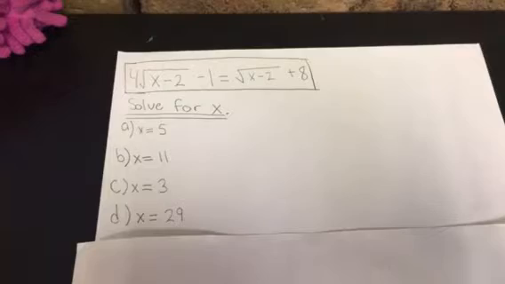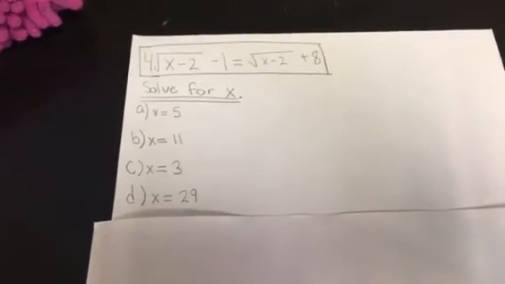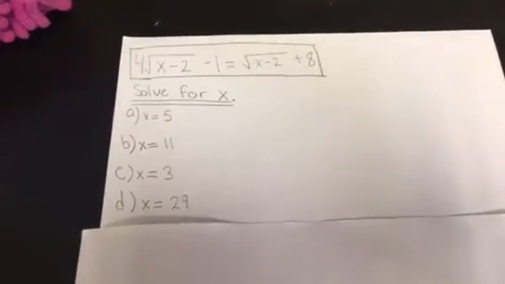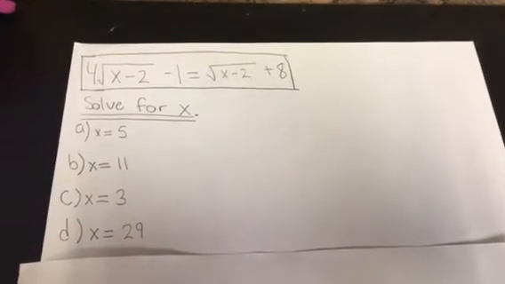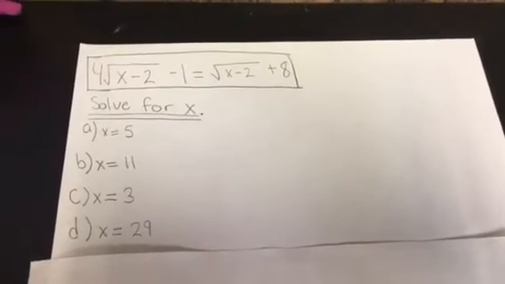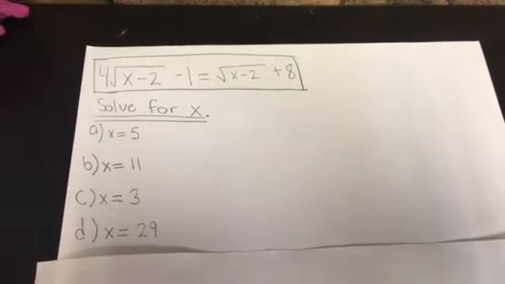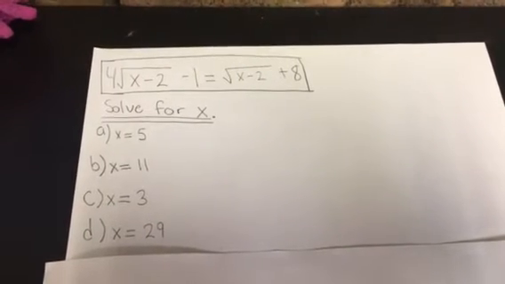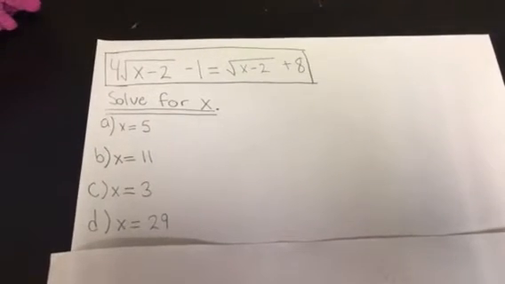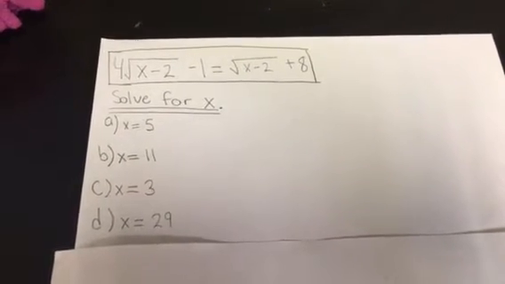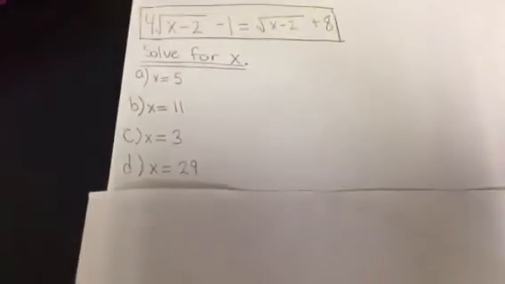I am doing this math equation that's due to a project, so bear with me. So I'm just going to jump right into it. As you can see in our equation, 4 times the square root of x minus 2 minus 1 equals the square root of x minus 2 plus 8, and we're solving for x. Our possible answers for x could be 5, 11, 3, and 29. So let's move on to solving it.